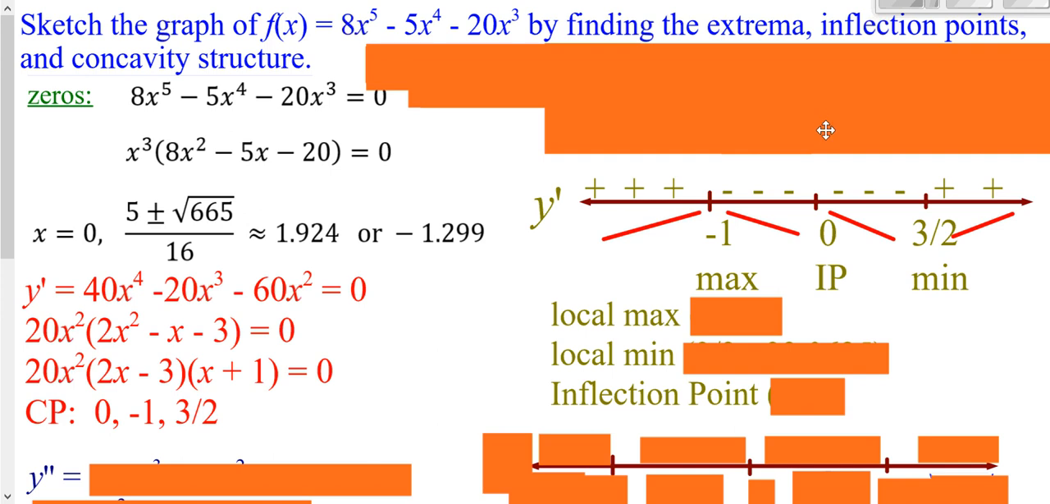So to actually find the max and the min, we can take our x value being negative 1 and plug it into your original function. Inflection point. The x is 0. To find the y value, take that x being 0, plug it into your original function. Local min. Take your 3 halves, plug it into your original function to find the y value.